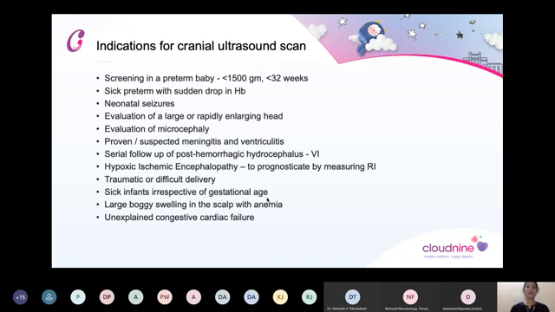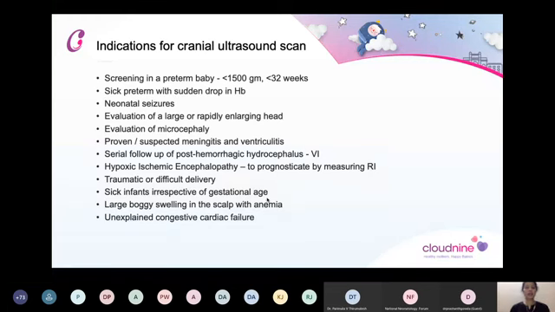Now, the other indications would be if there is a sick preterm with a sudden drop in the hemoglobin, or if there are neonatal seizures which occur and you don't know the reason, you've ruled out other reasons. If there is a rapidly enlarging head, or evaluation for microcephaly, or if you have proven or suspected meningitis or ventriculitis, serial follow-up of post-hemorrhagic hydrocephalus, you're measuring the ventricular indices. And in HIE, in those babies, you would need to prognosticate by measuring the resistance index. I'll mention a bit about the resistance index a bit later.